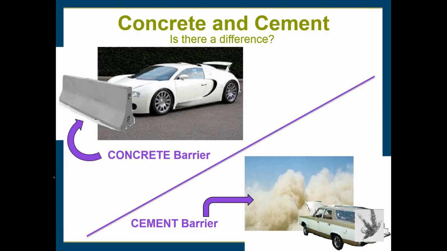So concrete and cement, there is a huge difference. Cement is an ingredient that goes in concrete. It is a very fine powdery substance. Concrete is the hardened product that you get when you mix water, cement, and aggregates. So, huge difference there.